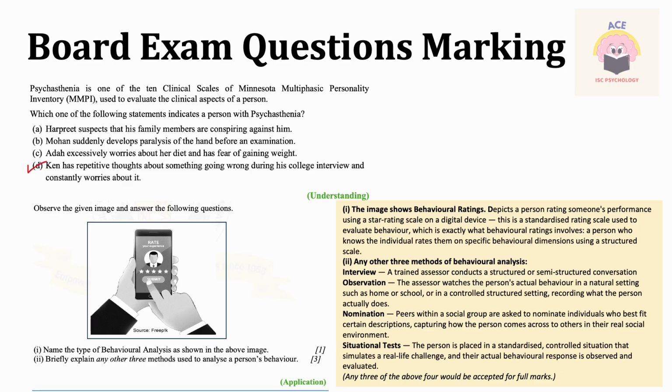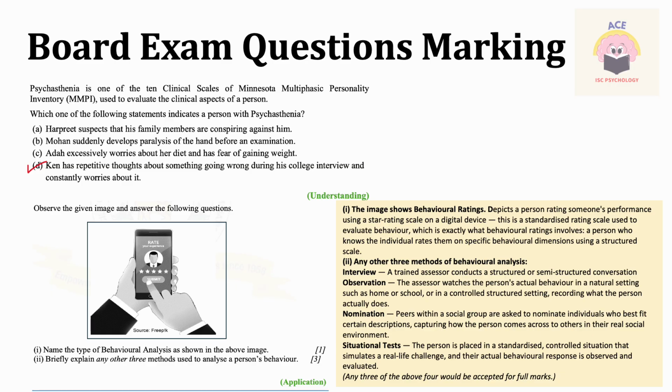Finally, we come to question 5. This is a long answer question, for which I have already provided the answer key, so you know how the examiner will mark your answer. 1 mark for subpart 1 for naming, and 3 marks for the next subpart, where you will not only need to name, but also explain the methods.